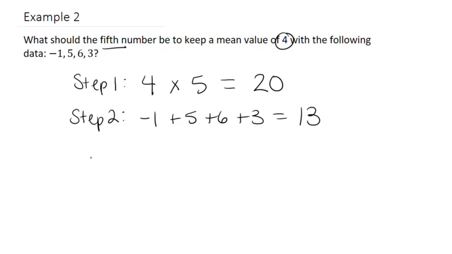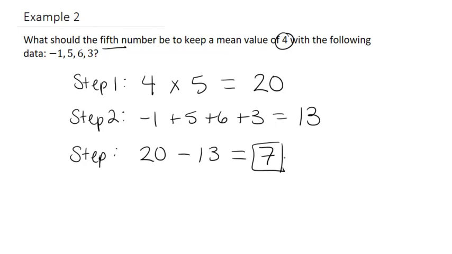So step 3 is to go 20 minus 13, and that will get us to our fifth number, what we need to get to keep a mean value of 4, which is 7. So that would be our solution to this problem. So let's do one final example.